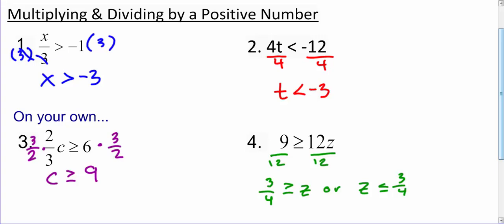Alright, welcome back. Now you can see my work and solutions on problems 3 and 4. On 3, you'll notice that I used the fast track of multiplying by the reciprocal. We could have done division by 2 and then multiplication by 3, or switch the order on those and it would still work. In either case we get 9, and so c is greater than or equal to 9. And then on the last one, just division by 12 to get z by itself, so z is less than or equal to 3/4. And you can see I wrote it with z coming on the left side of the inequality. Notice how that switches it.